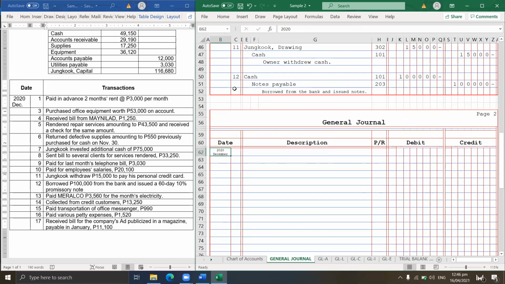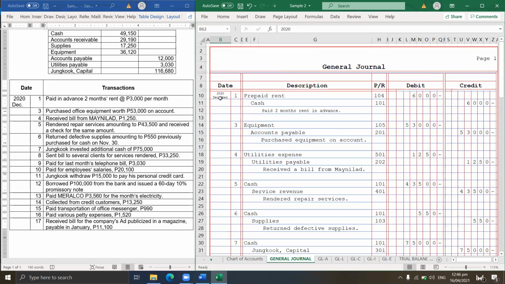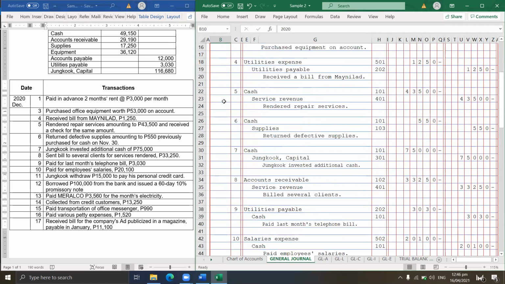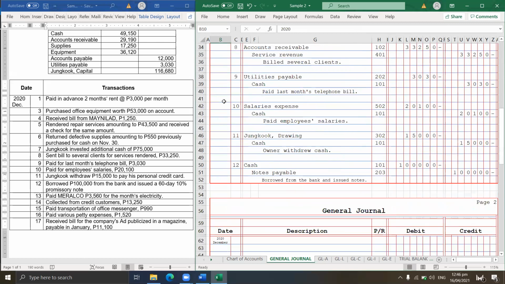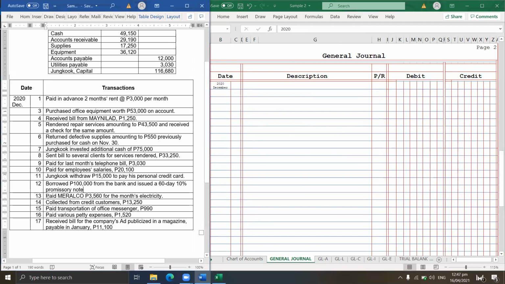So kung mapapansin ulit ninyo, no? In the first journal, isang beses lang natin sinulat yung 2020 December. Kasi nga po, okay, all of the transactions journalized here are referring to December. Ngayon, sa susunod na page, pag gumamit na po kayo, then just simply write again the year and month. Okay? So we will now be analyzing the December 13 transaction. So konti na lang class. We will be already finishing these transactions.